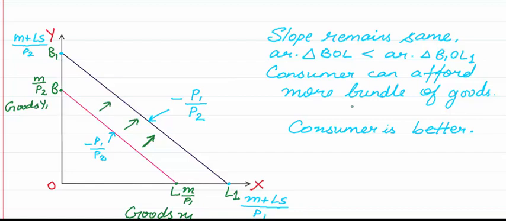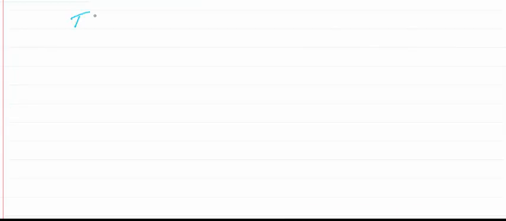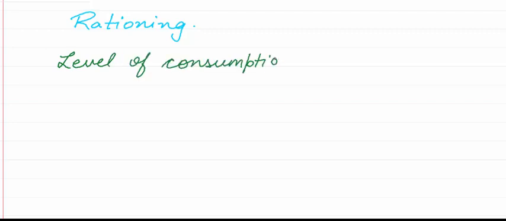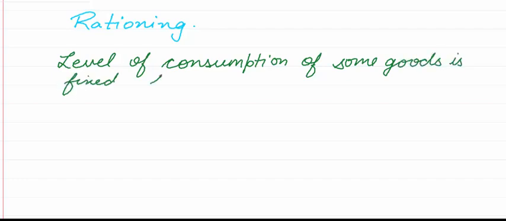Now let us see how rationing will change the budget line of the consumer and how the consumer is going to react in that case. Before understanding the effect of rationing, let's see what we mean by the term rationing. Rationing means the level of consumption of some good is fixed to be not more than the quantity given.